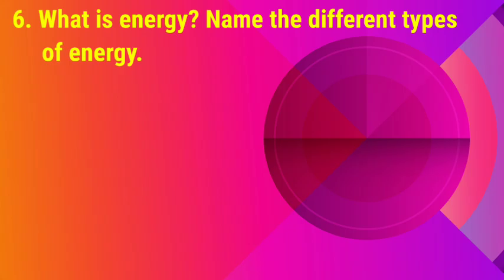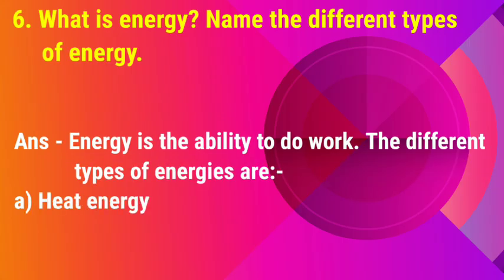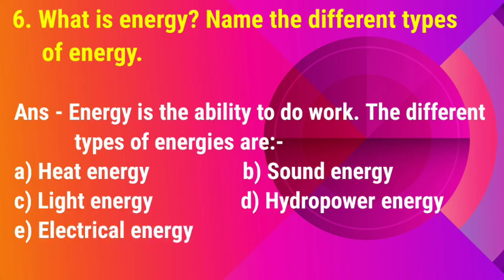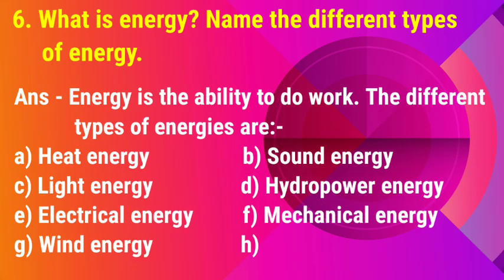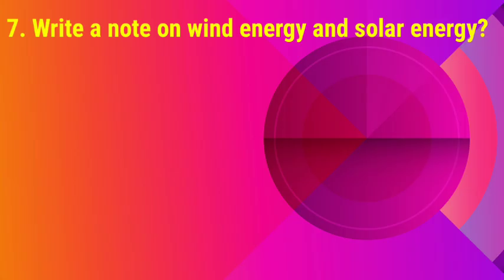6. What is energy? Name the different types of energy. Answer. Energy is the ability to do work. The different types of energies are A. Heat energy, B. Sound energy, C. Light energy, D. Hydropower energy, E. Electrical energy, F. Mechanical energy, G. Wind energy, H. Solar energy, I. Geothermal energy.